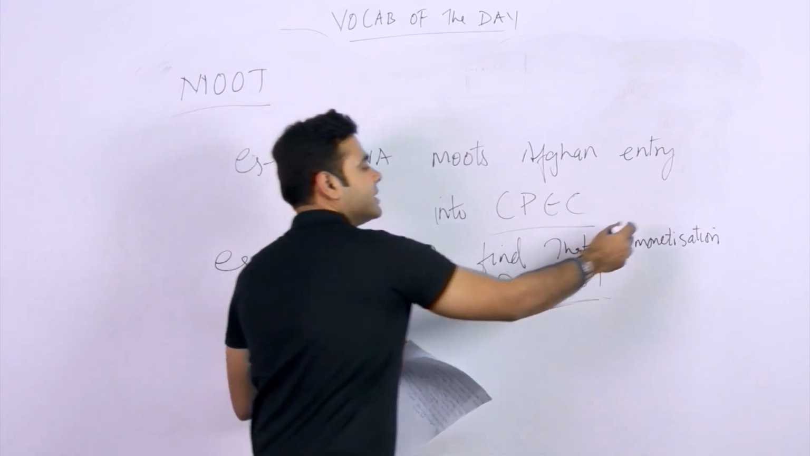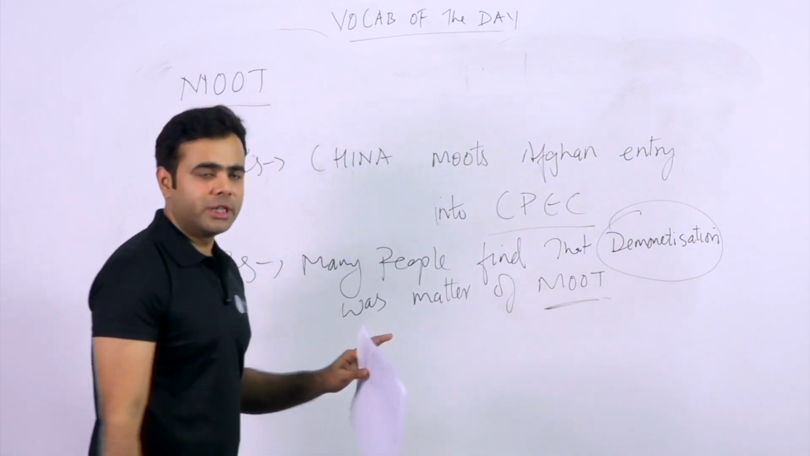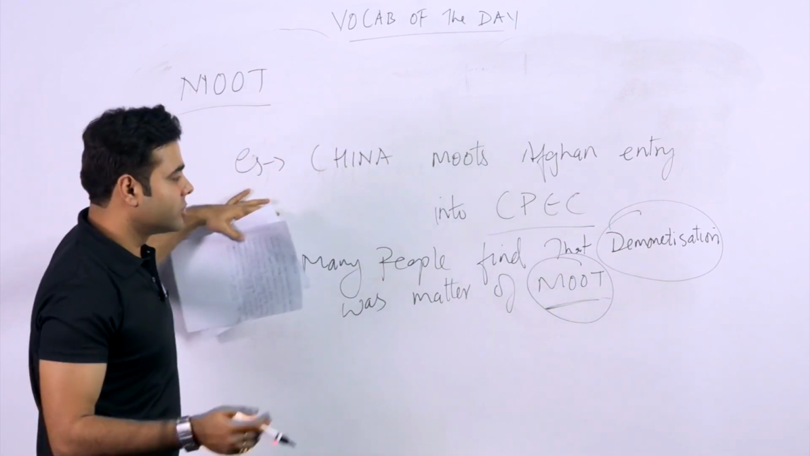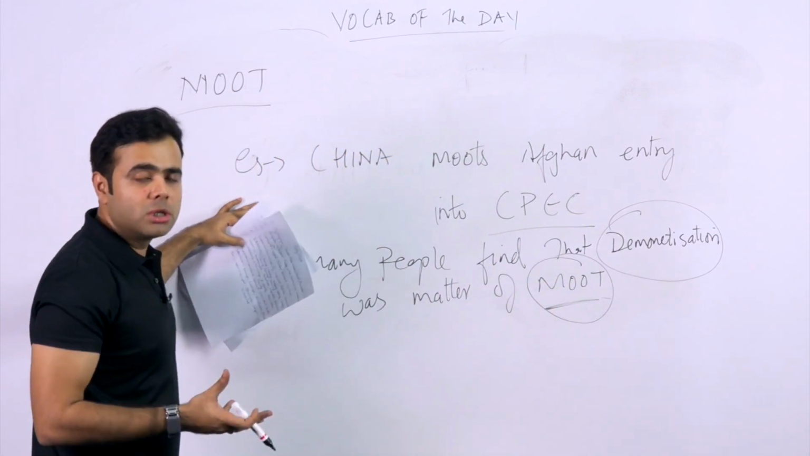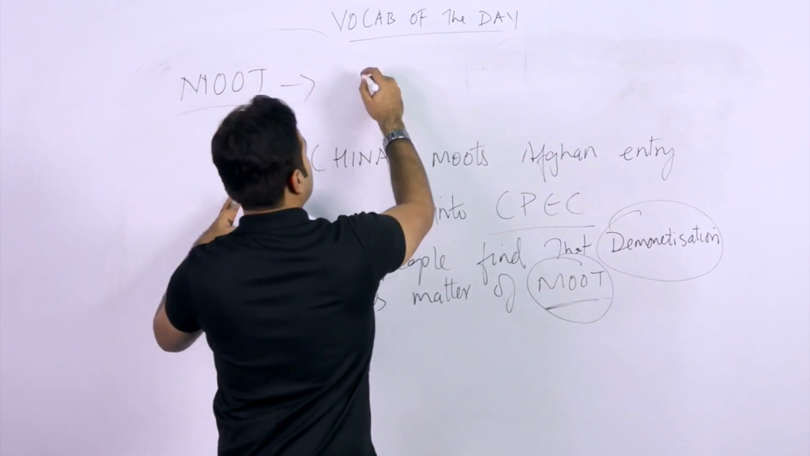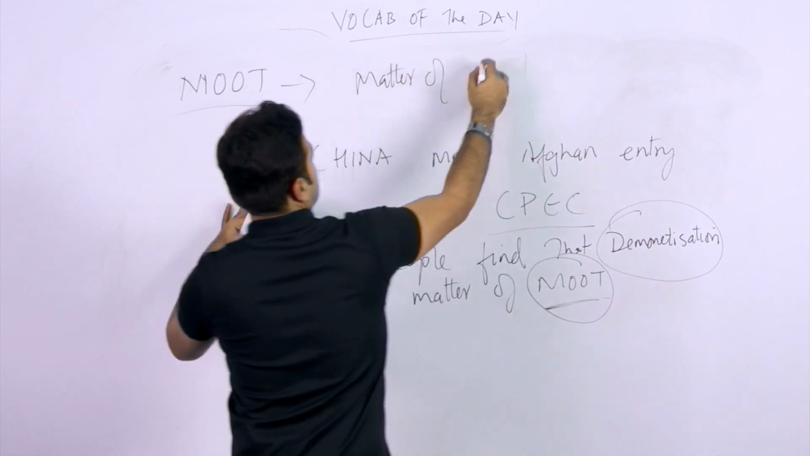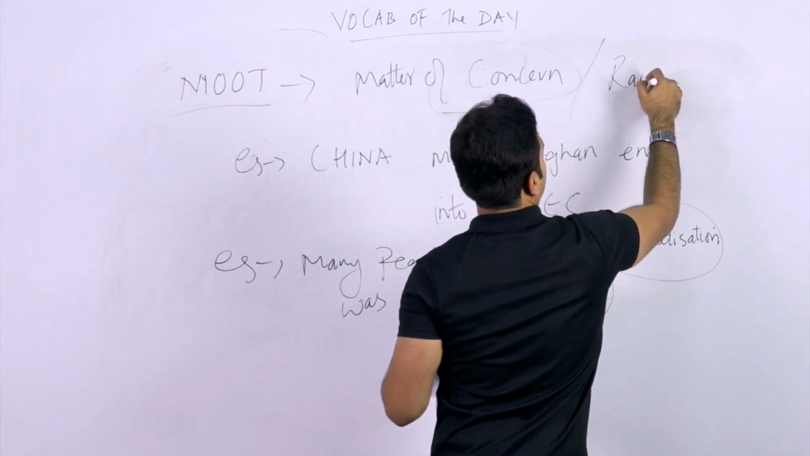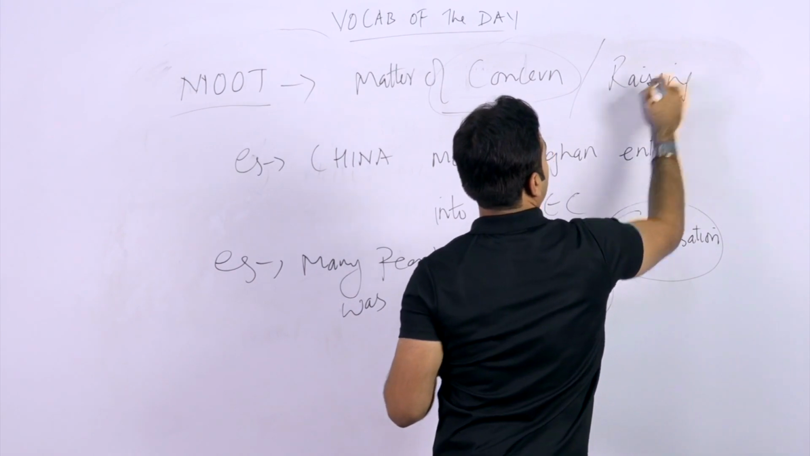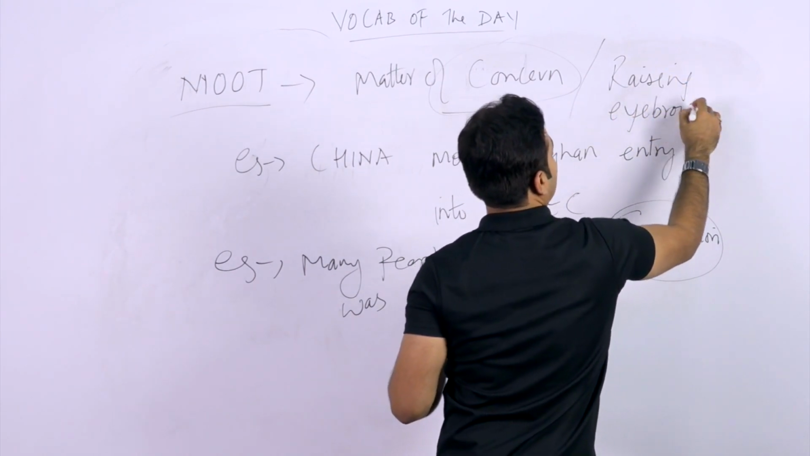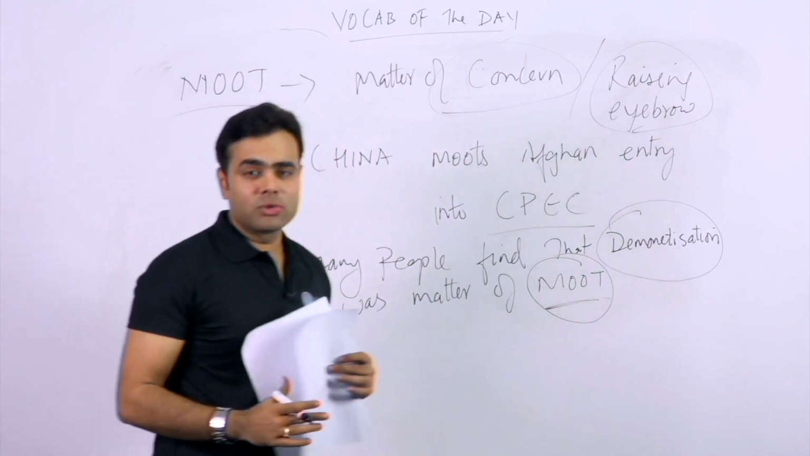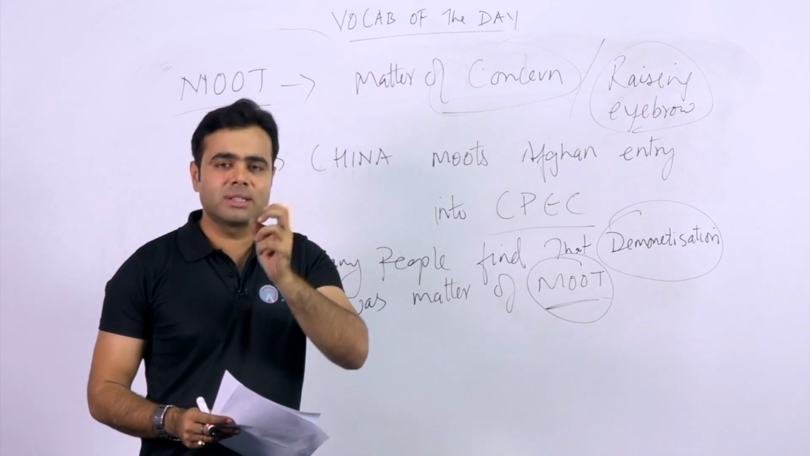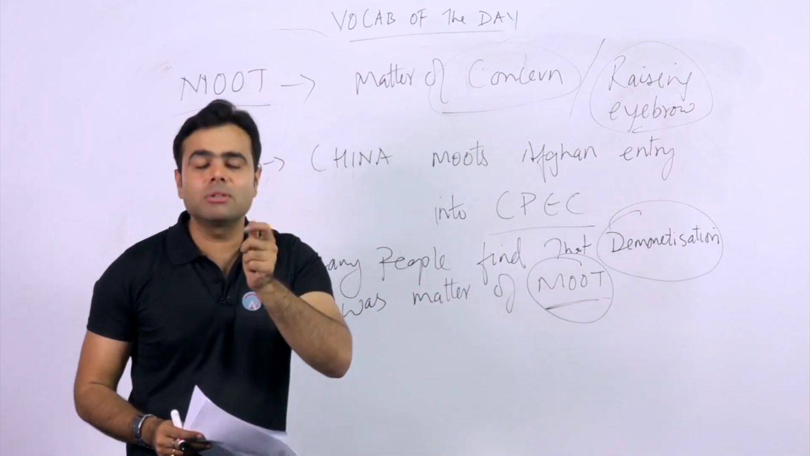Why? Demonetization, everyone understands what the meaning of demonetization is, and when we have used the word moot with it, everyone can say it's a matter, something of concern, where we can raise our eyebrows. Raising eyebrows, students, I have used just to make you understand. Why do we raise our eyebrows? When we have a kind of question in our mind, when we have a kind of doubt towards something, or when we want to debate or talk about something.